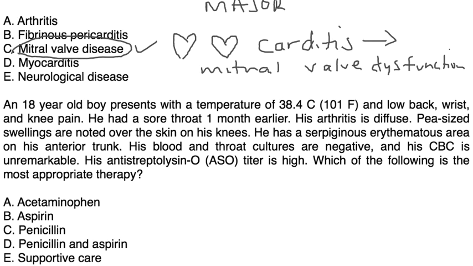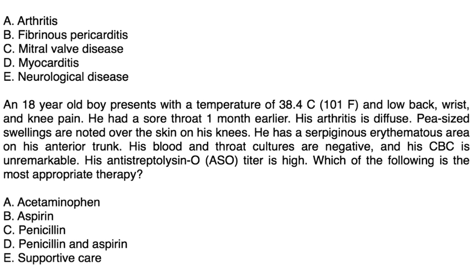And then finally, an 18-year-old boy presents with a temperature of 38.4, low back, wrist, and knee pain. He had a sore throat 1 month earlier. His arthritis is diffuse. The skin on his knees. He has a serpiginous erythematous area on his anterior trunk. His blood and throat cultures are negative, and CBC is unremarkable. His anti-streptolysin O titer is high. Which of the following is most appropriate therapy?